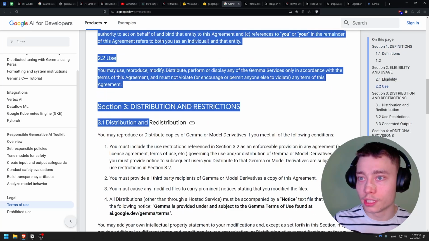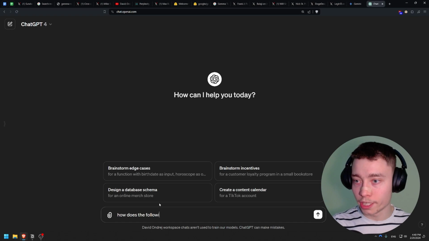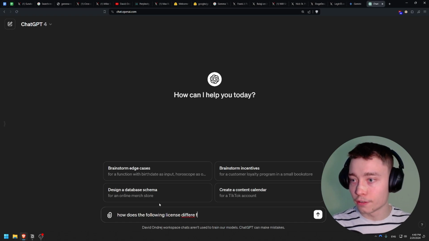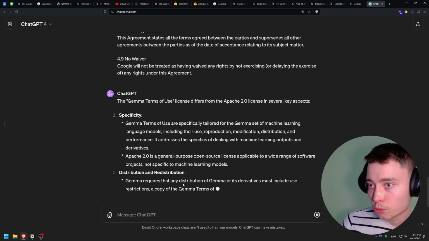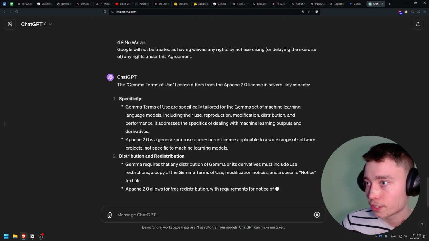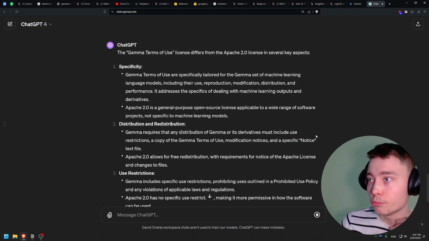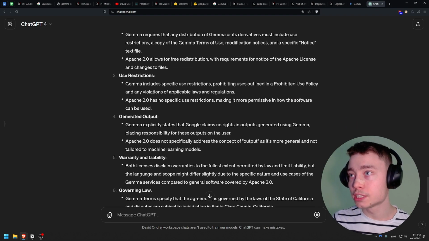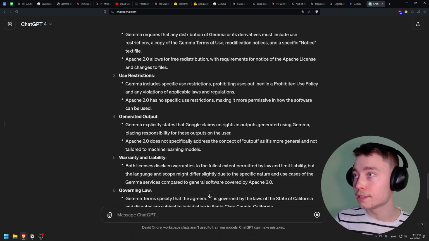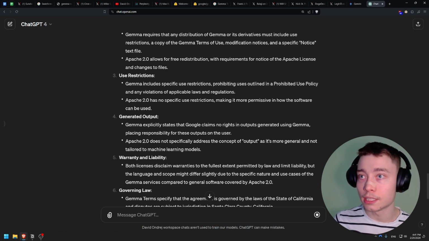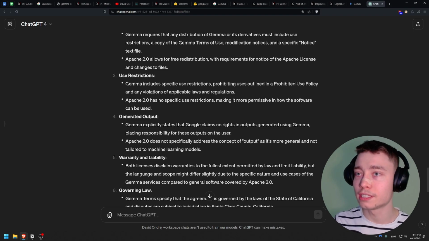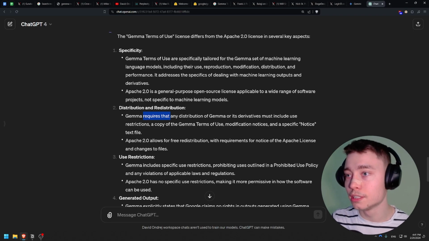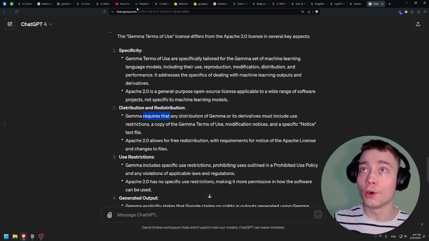Okay, you know what? Let's do this. How does the following license differ from Apache 2.0? Let's see if ChatGPT gives us the answers. Gemma requires that any distribution of Gemma or its derivatives must include restrictions. Oh my god. Gemma includes specific use restrictions prohibiting uses outlined in a prohibited use policy. I mean, dude, can the model really be considered open when you have so many restrictions? If you have to follow Google's guidelines, it's not an open model in my book.